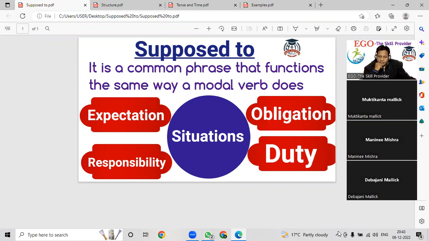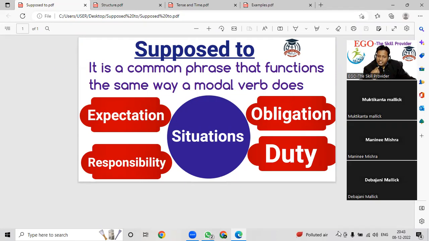That is the expectation. But something called responsibility. You have a responsibility towards your family. Obligation, what you are bound to do. And duty, that is something called duty. Without that you cannot survive in the world. It is happening to your life every day.